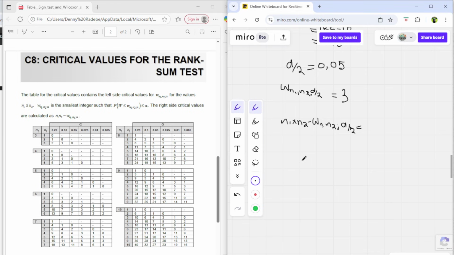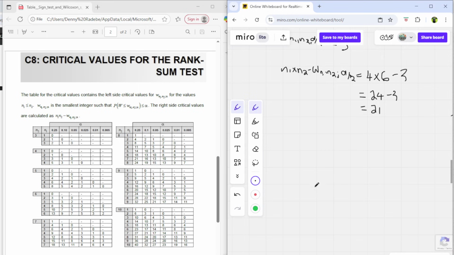And then the second one says N1 times N2 minus the critical value that we just found here. What is the value of N1? N1 is equal to 4 multiplied by N2 is equal to 6, and then we minus 3, which is this one over here. So 4 times 6 is 24. 24 minus 3 is equal to 21. That is our two critical values.